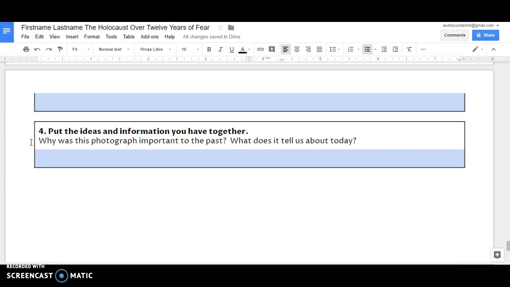Four, put the ideas and information you have together. Why was this photograph important to the past? And what does it tell us about today?